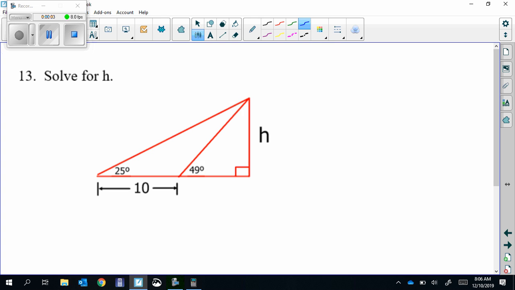Solve for h. So in this, hopefully you see that there's more than one triangle. There's like three. You have an obtuse, you have a right, and then you have the whole thing together makes a right triangle. In order to solve this out, we need something that links these two triangles together, because the 10 only belongs to this one, and we need to get to the h, which is either part of the entire triangle or this one.